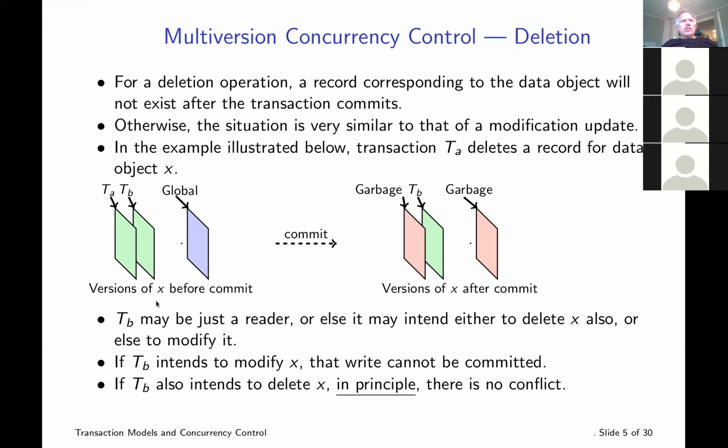Deletion's easy. Deletion is just basically turning something into garbage. You just turn the pointer to the object into garbage, and once you commit, it's just going to point to garbage. Okay.